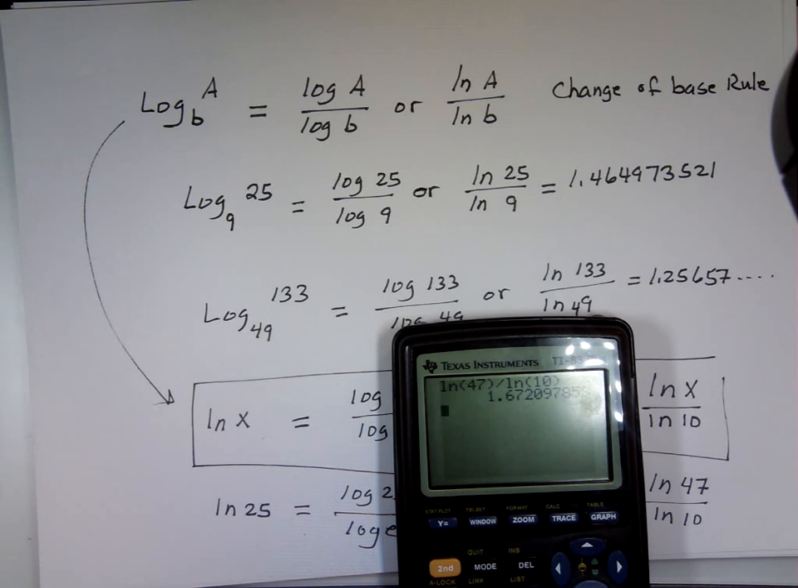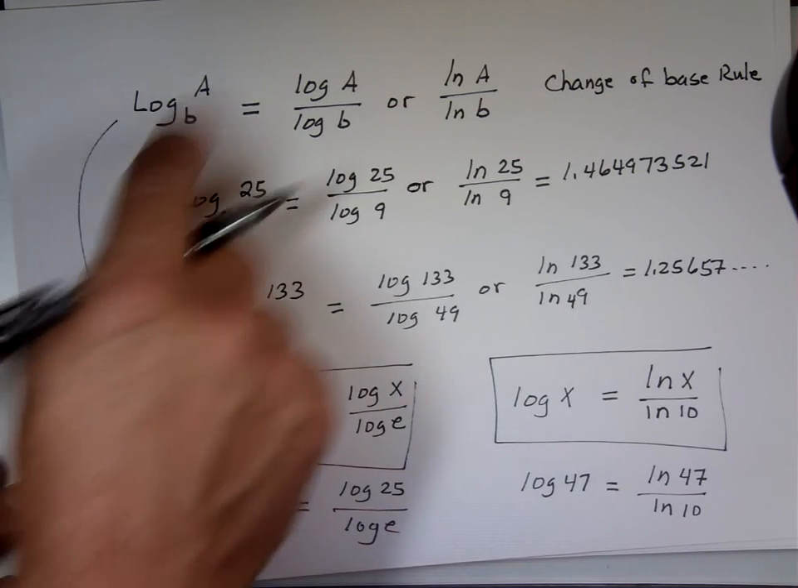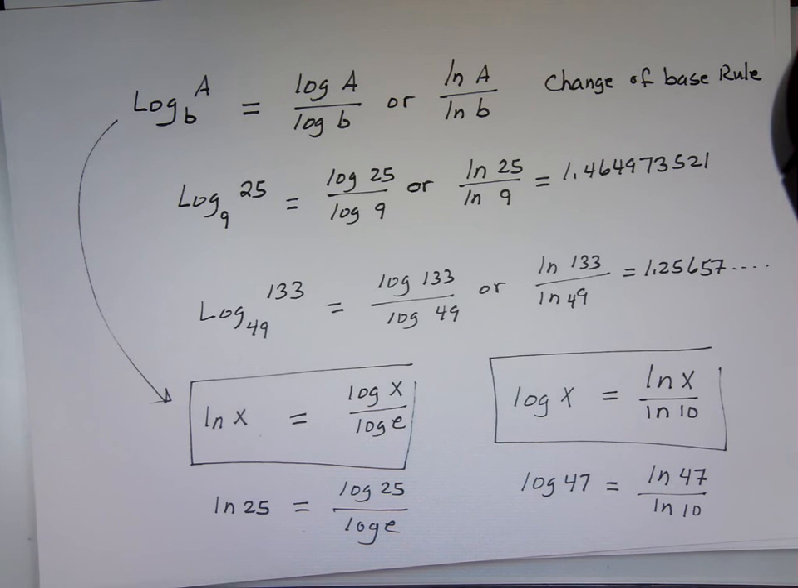Now that's supposed to be what? The log of 47? Let's see if it's the log of 47. What's the log of 47? Is it the same answer? Compare the two numbers. Exactly the same. So if one of these buttons dies on you, you can still use it. That's because of that change of base rule. Again, if your calculator is working, you got to be out of your mind to use it.